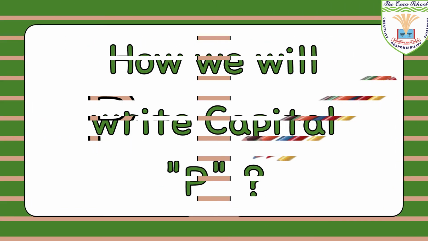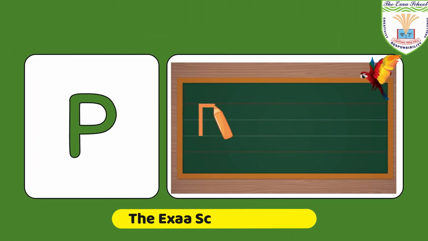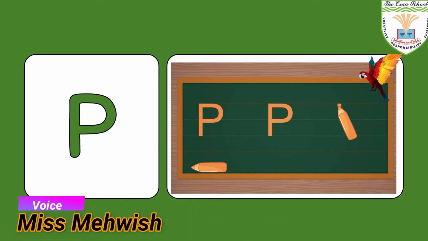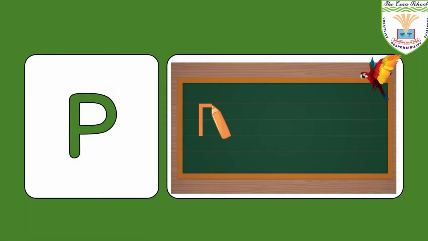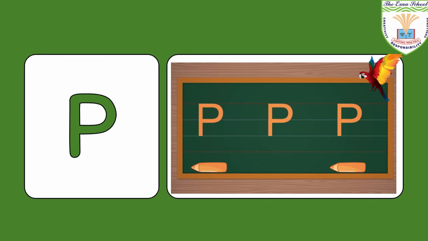Okay, now we will write capital P on lines. Let's start. Now, 4 lines. Yes, there are 4 lines, but we will write on the first 3 lines. Start from the very top and go down, draw a standing line. And now again go to the top and curve the line from top to middle.